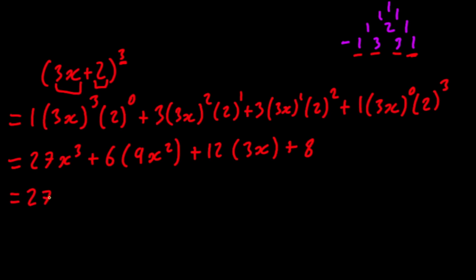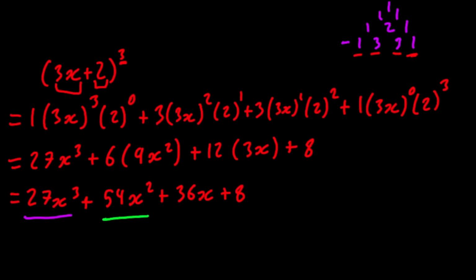27x cubed plus 6 times 9, which is 54x squared, plus 12 times 3, which is 36x, plus 8. So now we look at if there's any more like terms. So we have 27x cubed, we have 54x squared, 36x, and 8. So no more like terms, and we can stop here.